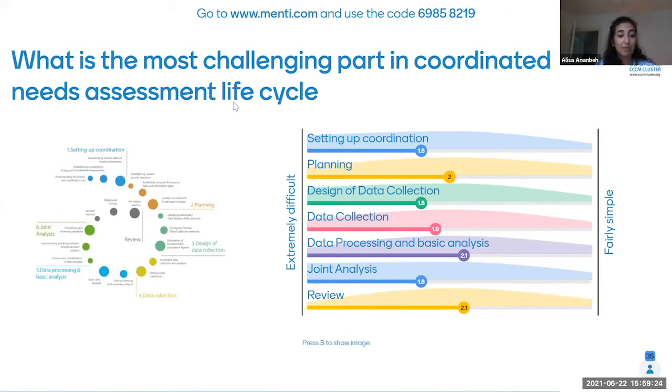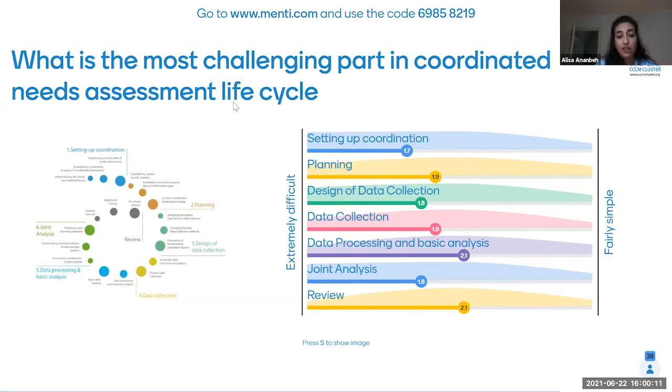I personally, and that's my personal feeling from working in the field, find joint analysis might be the most complicated one for myself. Planning, designing the data collection, doing the basic analysis, I don't find as tricky as doing joint analysis and the final review stage, where we need to pull out the lessons learned that will affect our next steps. That's a very challenging step that we usually forget to do, try to avoid, or quite skim. We say, this is what happened, but okay, fine. We don't really move those lessons learned later on in the review stage.